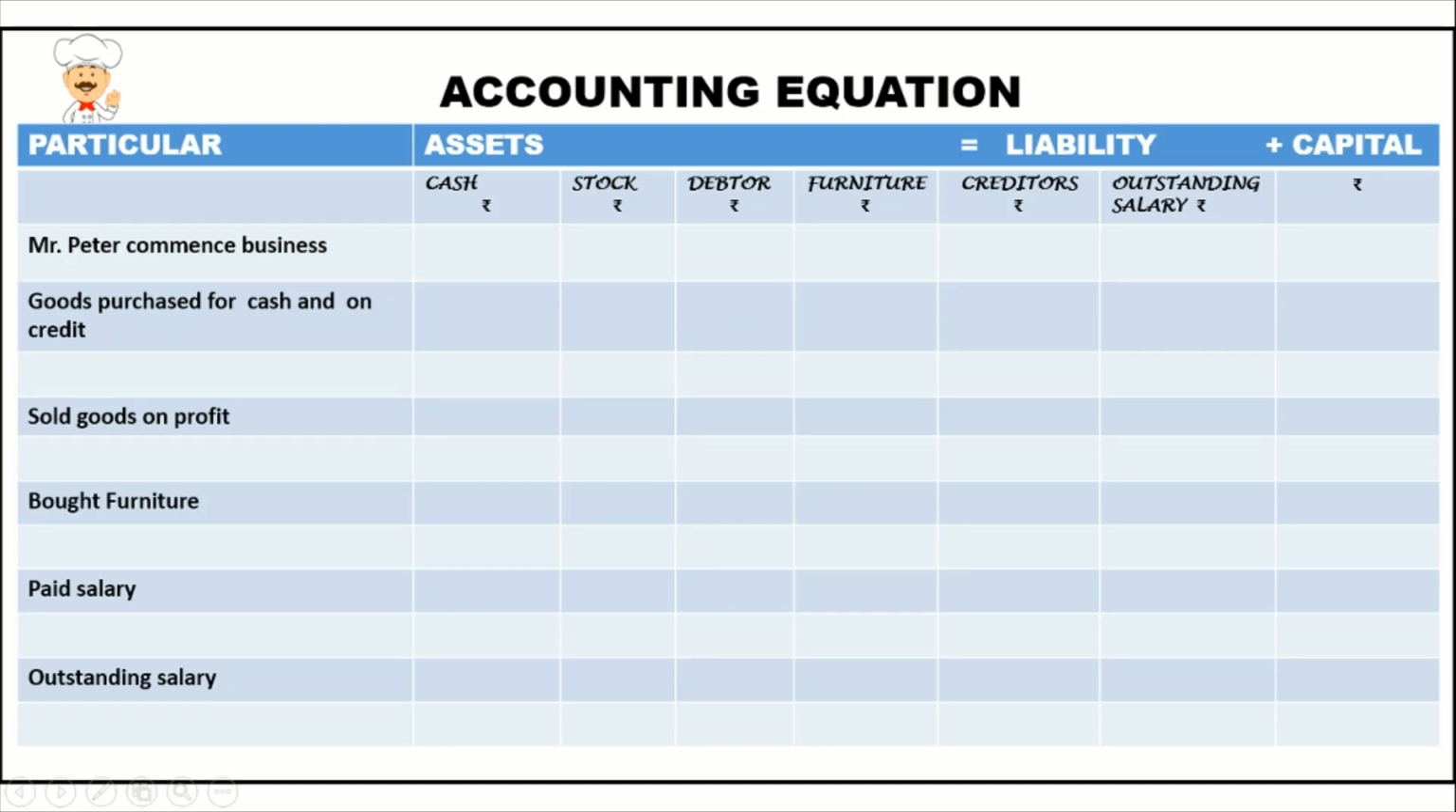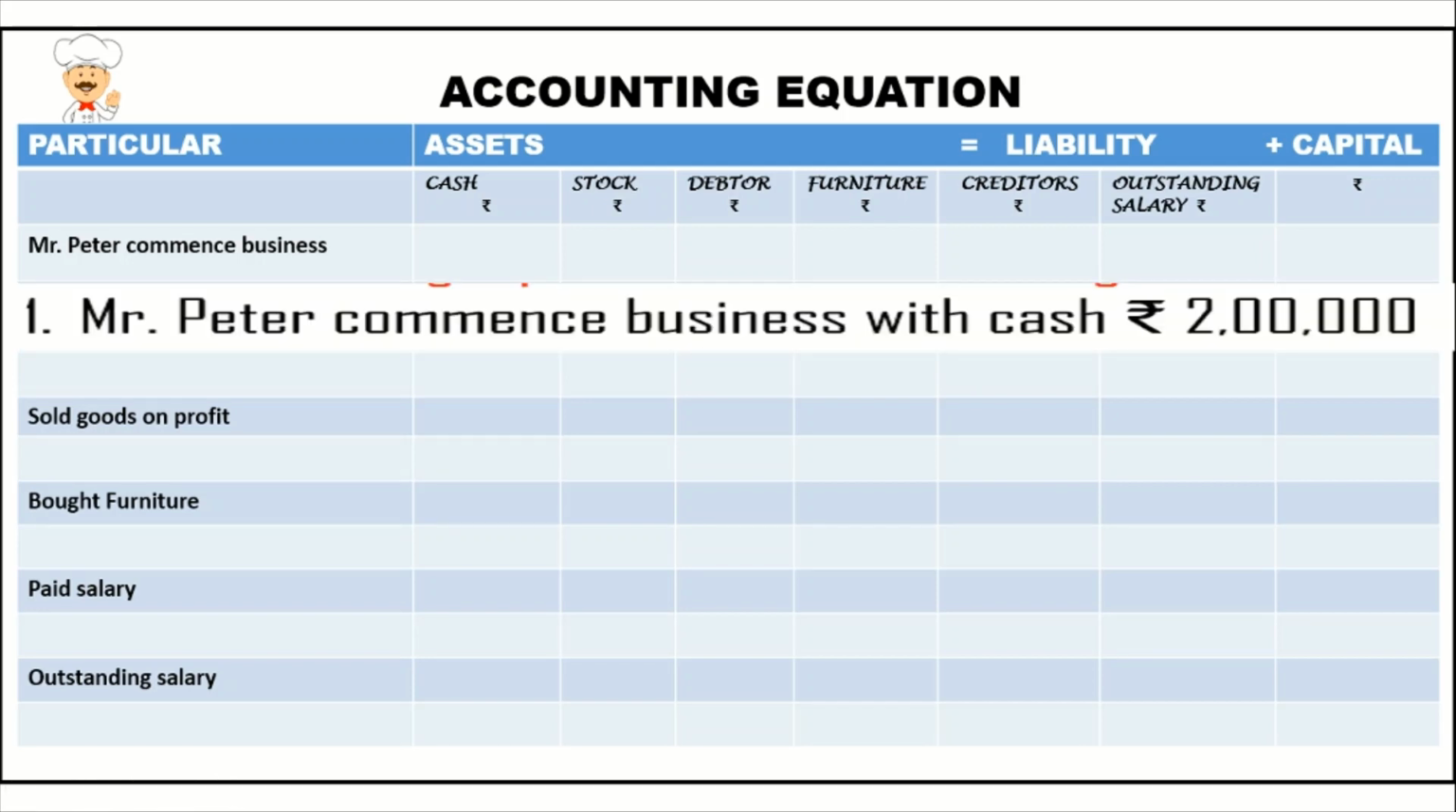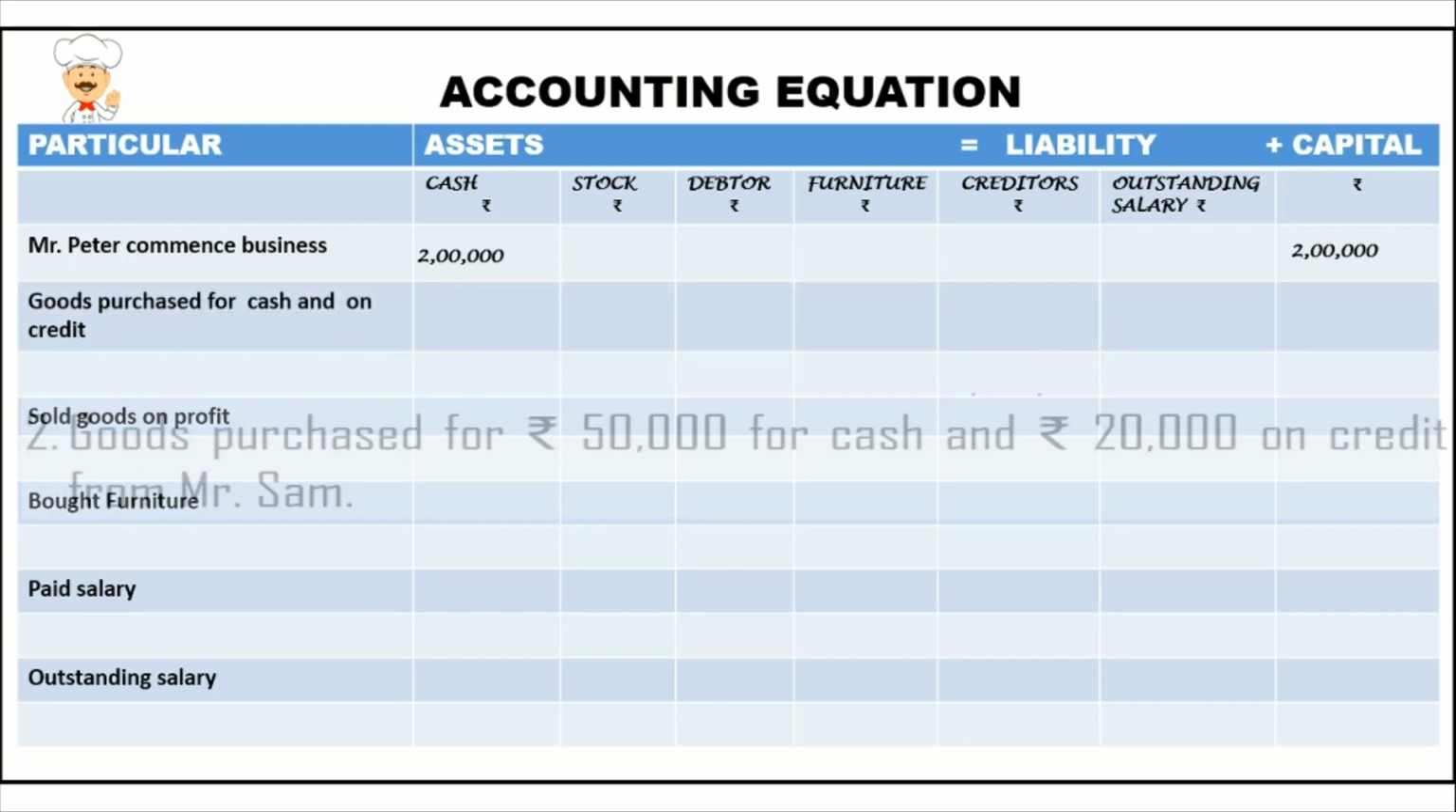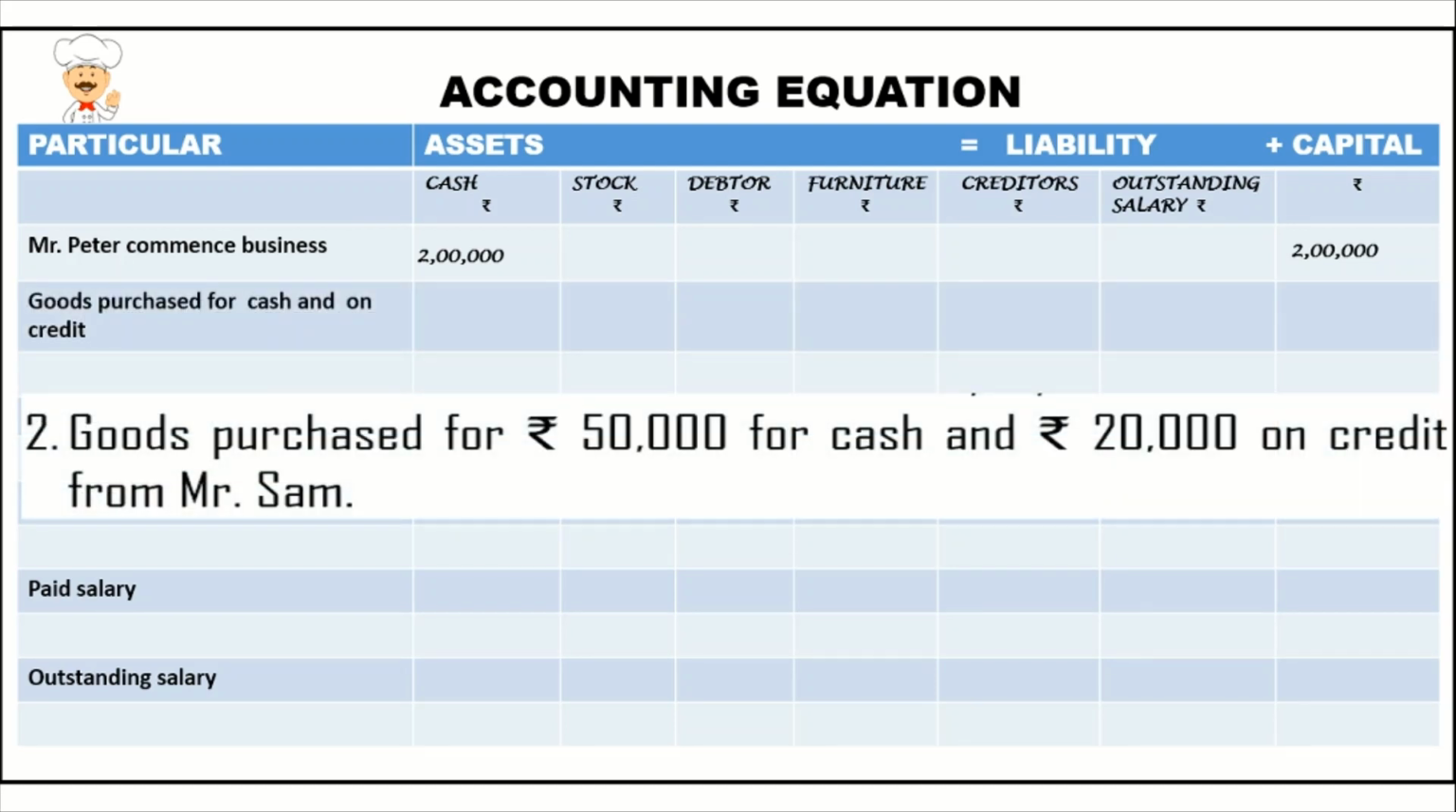So let's take every transaction separately. The first transaction says Mr. Peter commences business with cash 2 lakhs. So two effects: cash will increase, and also the capital. The second transaction says goods purchased for rupees 50,000 for cash and 20,000 on credit from Mr. Sam. So 50 plus 20, total goods purchased are 70,000, but the cash paid is only 50,000. So when you are deducting the amount, you have to write it in brackets.